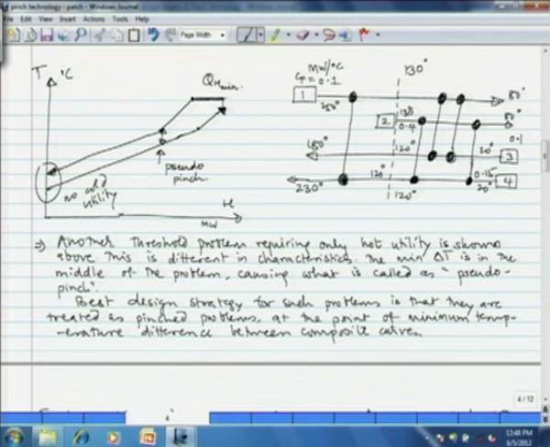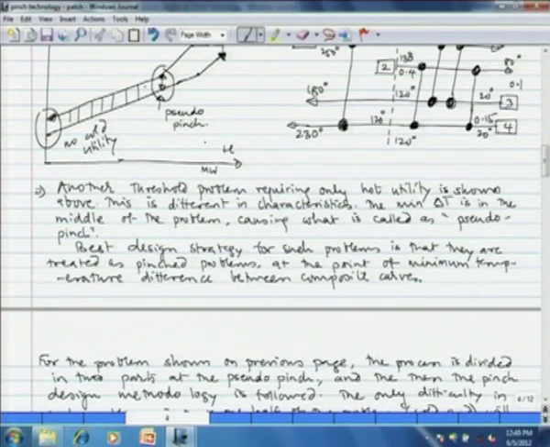The best design strategy for such problems is that they are treated as pinched problems at the point of minimum temperature difference between the composite curves. The 2 composite curves are as shown, and we shall monitor the temperature difference between these 2 composite curves at different points at different enthalpy intervals. Where the temperature difference becomes minimum, it need not be delta T min, it may be higher than delta T min, but along all the enthalpy track the temperature difference becomes minimum at this particular point. This point we call the pseudo pinch.